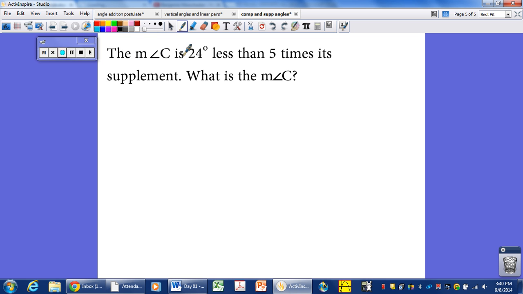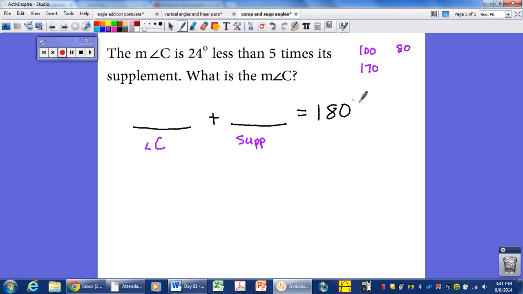In this one, the measure of angle C is 24 degrees less than 5 times its supplement. So supplement, we remember, means it has to add up to 180. So we have two angles that add up to 180. The first angle is angle C, and the second angle is the supplement to angle C. So if angle C were 100 degrees, its supplement would be 80, the number that adds up to 100. If angle C were 170 degrees, the supplement would be 10. So there's two angles that add up to 180.